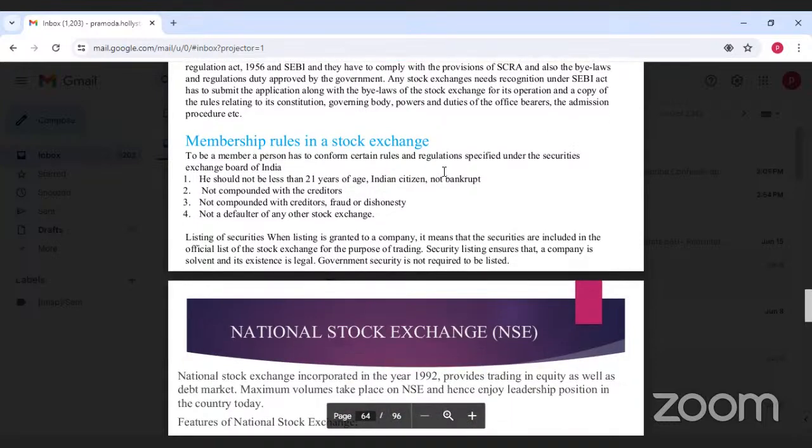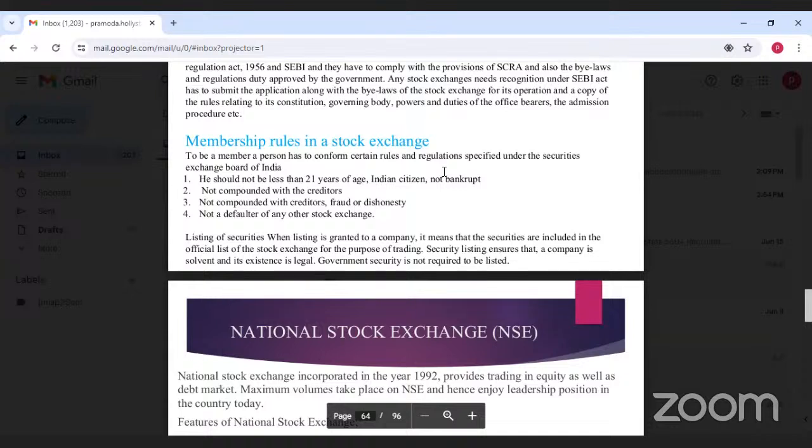Now here the question is, who can participate in stock exchange? What are the membership rules for stock exchange? That means to be a member of this stock exchange, you have to fulfill certain criteria. So first thing is, an individual who wants to be a member of stock exchange must be an Indian citizen who has attained the age of 21 years.